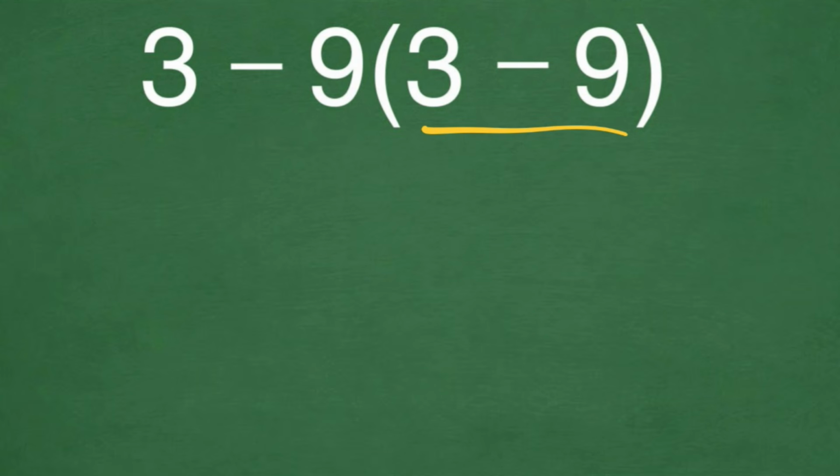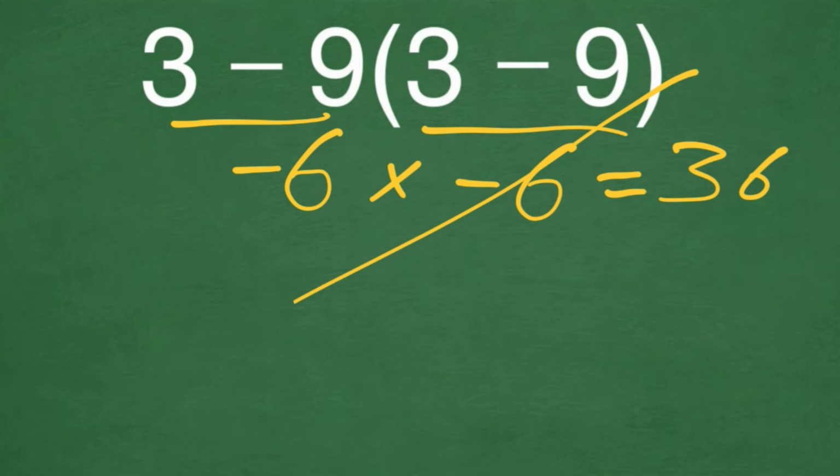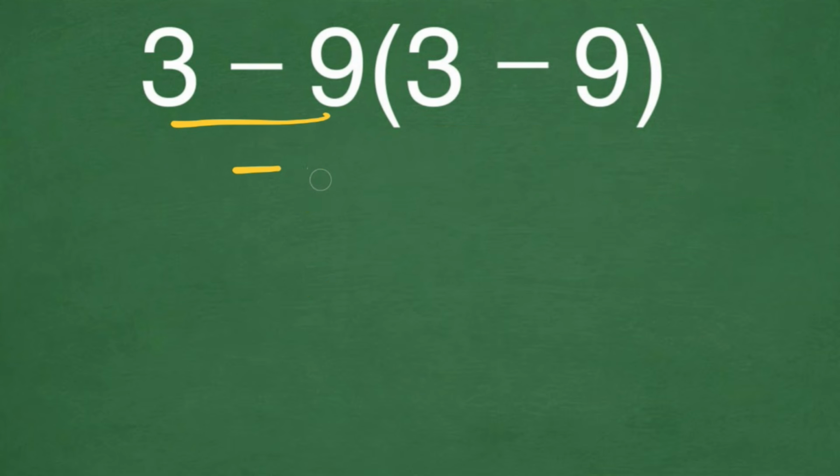3 minus 9 gives us negative 6. And again, here we have 3 minus 9, which again gives us negative 6. And negative 6 times negative 6 is equal to 36, because negative times negative is positive and 6 times 6 is 36. But this answer is not correct, because according to the order of operation, PEMDAS, which I am going to write here.